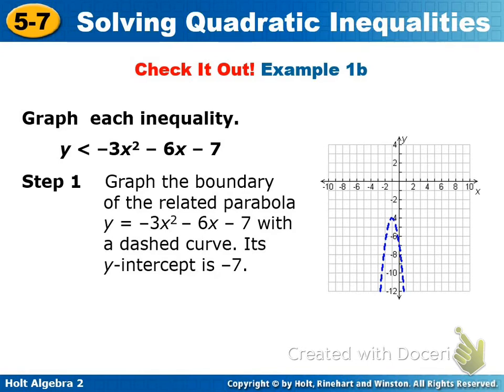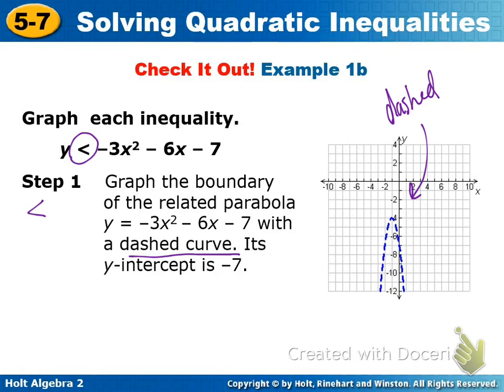So we graph the boundary. Now notice that their boundary is dashed. Can you tell me why? Why did they dash it? We go back to that symbol of less than. That symbol of less than does not have the equal sign. So that means this becomes a dashed curve, okay?